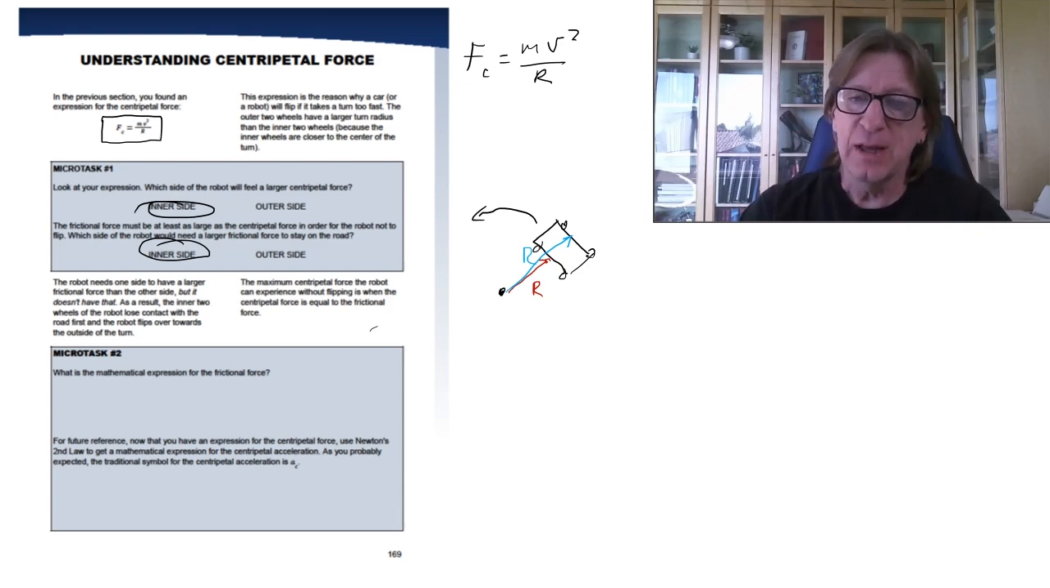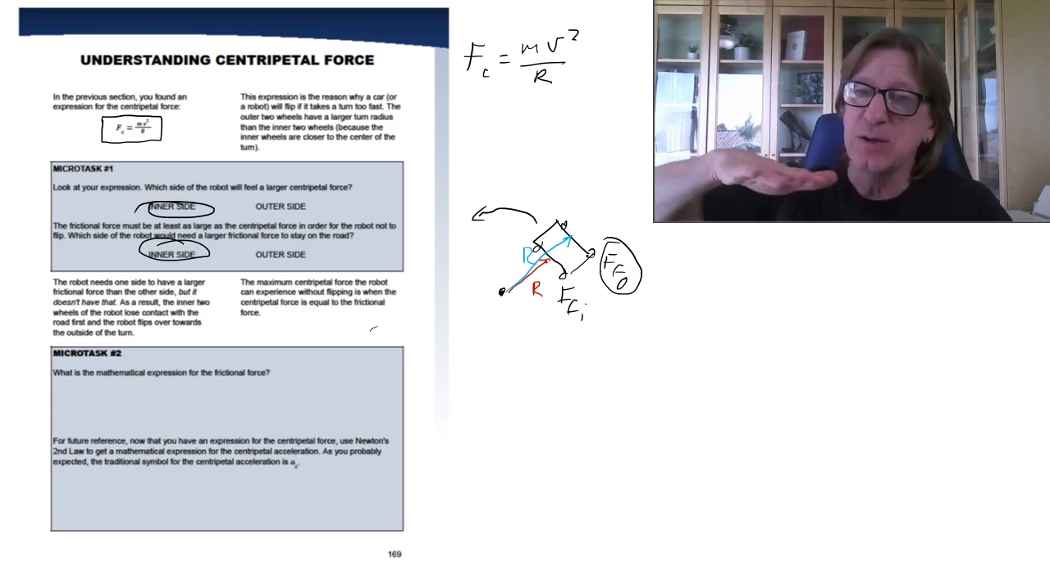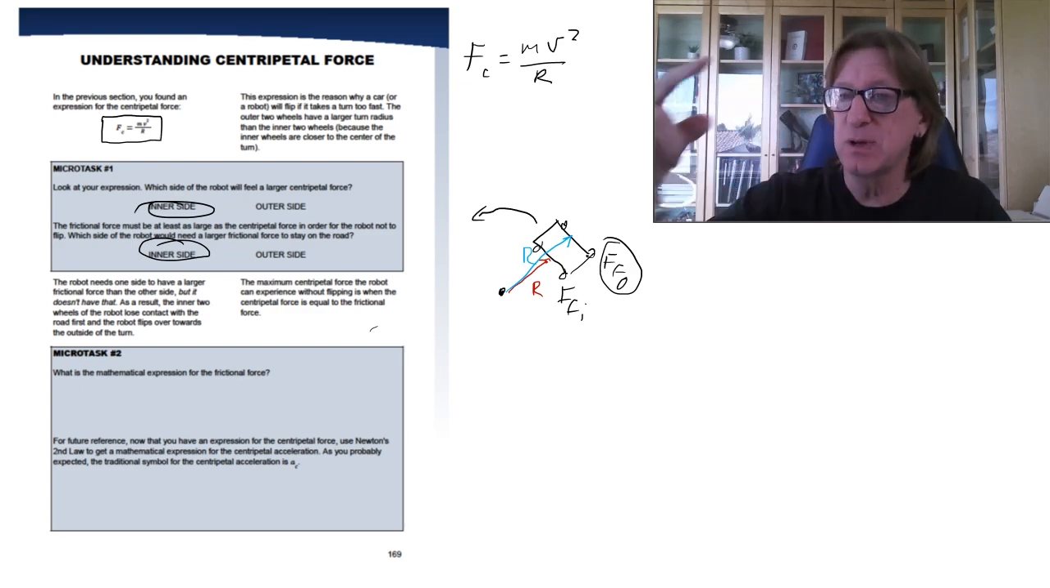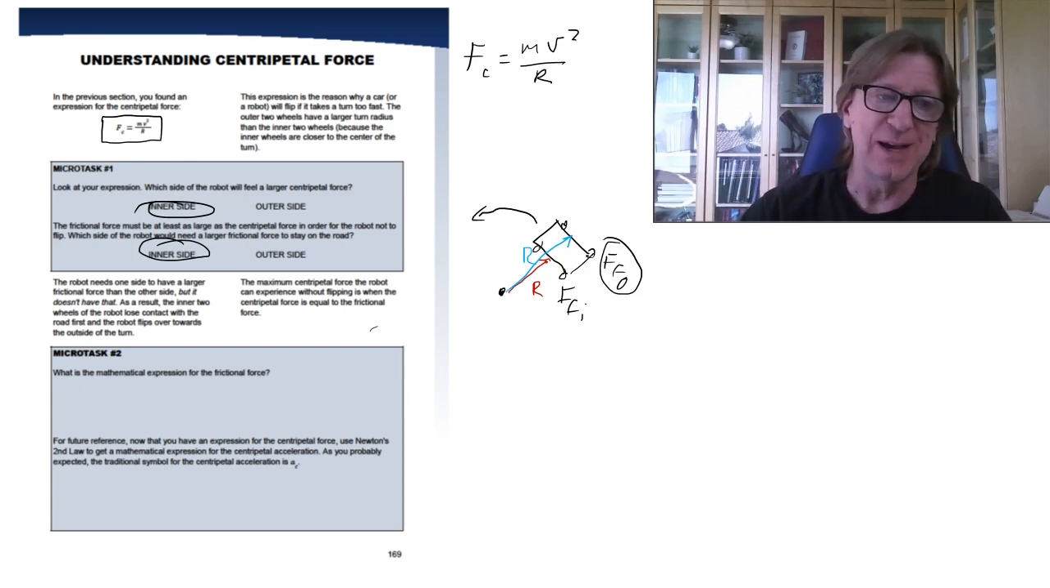All right, so this puts us in the strange situation of, in order for my robot to stay on the road, it needs more frictional force here on the inside than it does on the outside. Well, but it doesn't have that. So if I have just enough frictional force for the outside wheels, what's going to happen? Well, now the inside wheels don't have enough friction force to stay on the road. And so my outer wheels stay on the road, but my inner wheels leave the road. And that's what causes the robot then to flip, or your car, if you make the turn too tight.